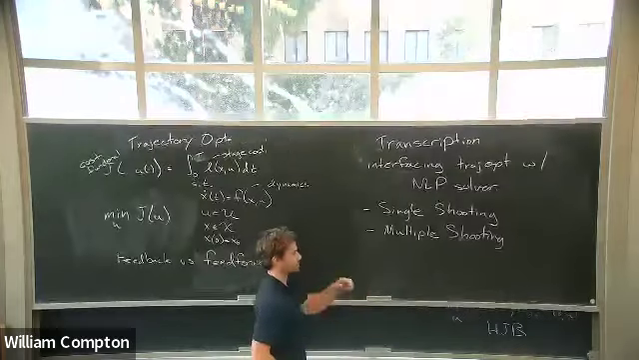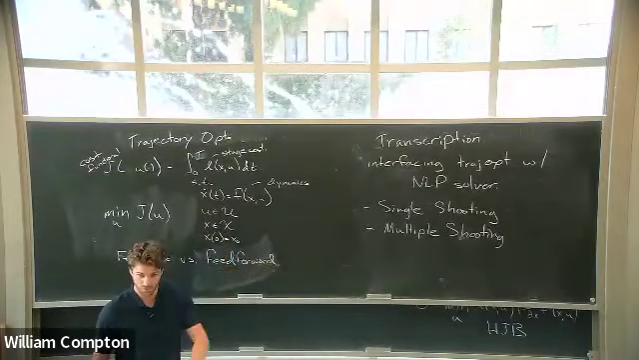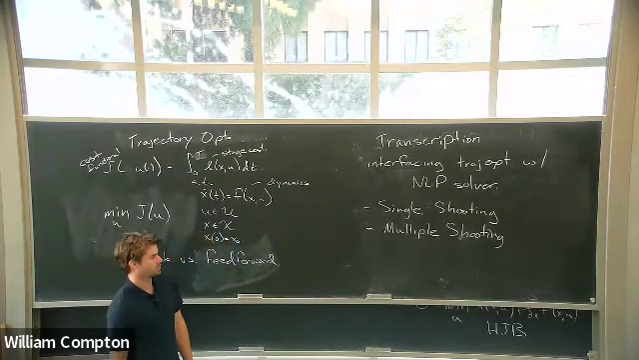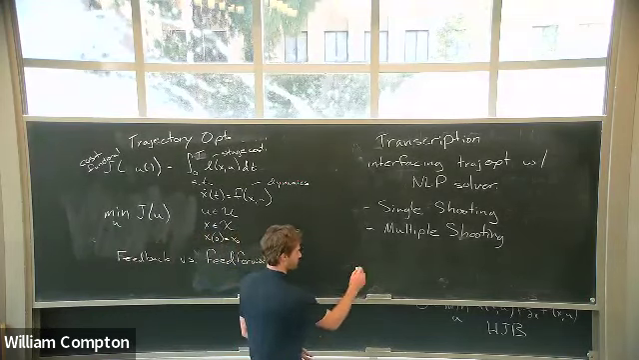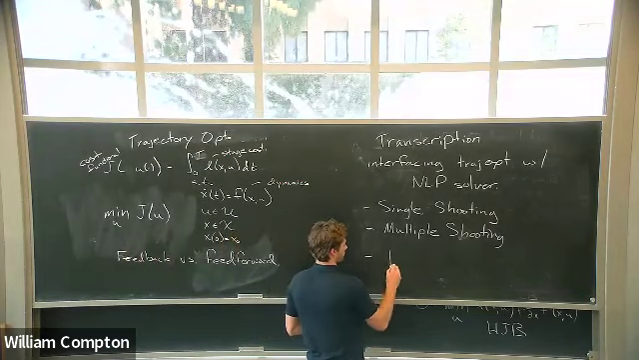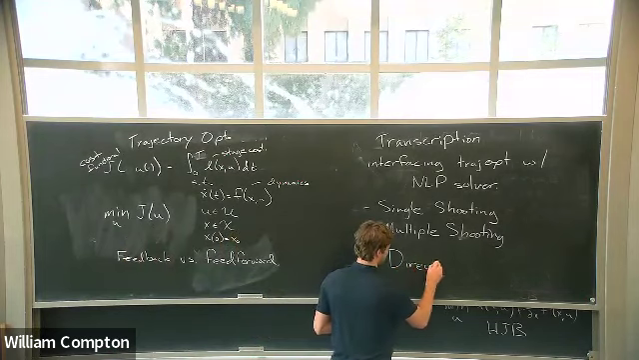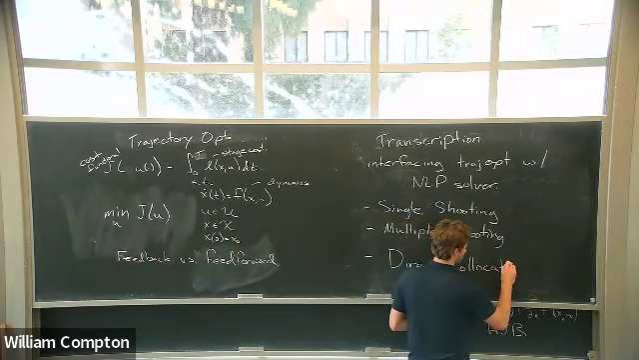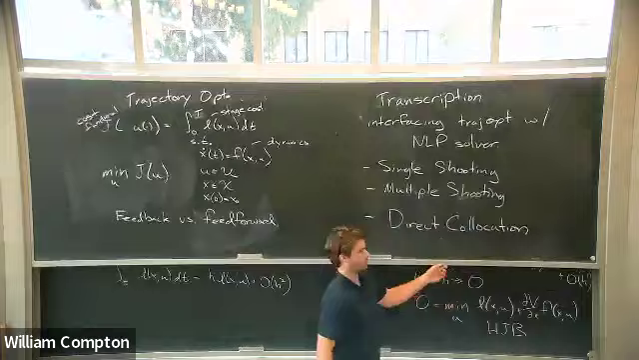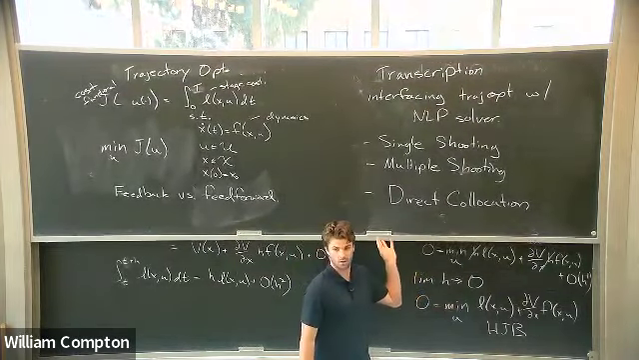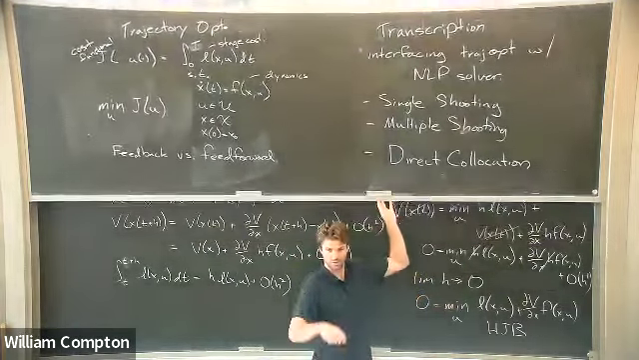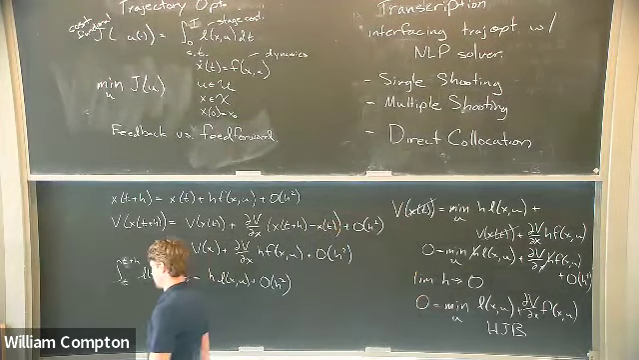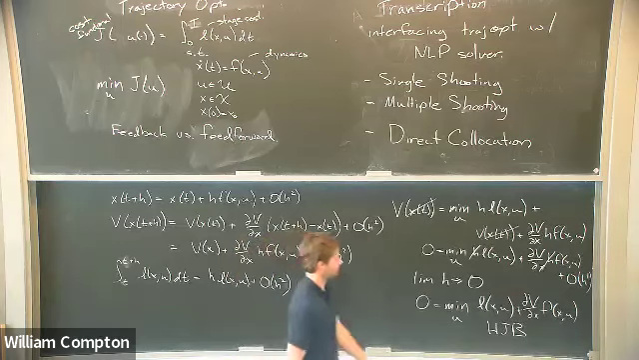Okay, so single shooting and multiple shooting both were popular back when computers were tiny. So they're mentioned primarily for historical relevance. And then the method that is going to be the primary choice today is called direct collocation. Okay, are people familiar with these terms? I'm going to go over them, but I just wanted to see that hopefully we're starting to hit on things that are new.